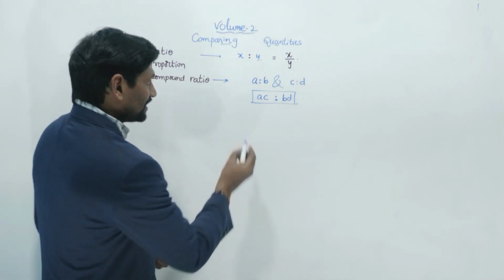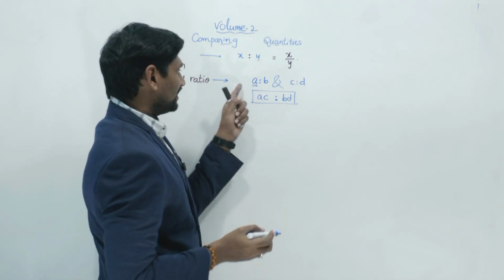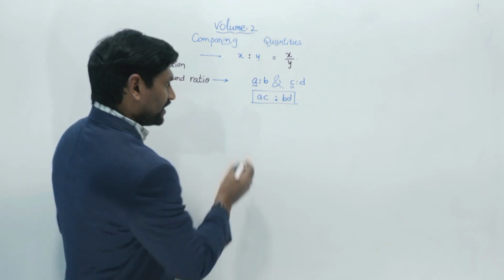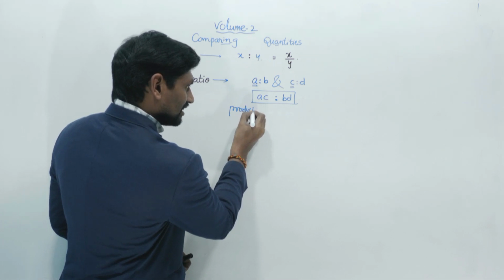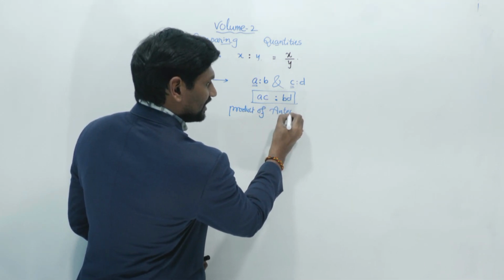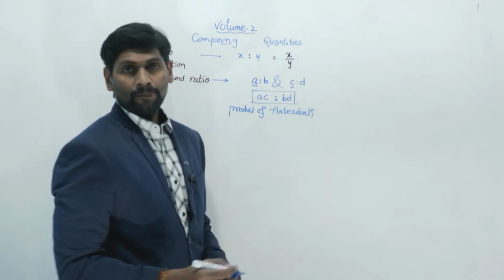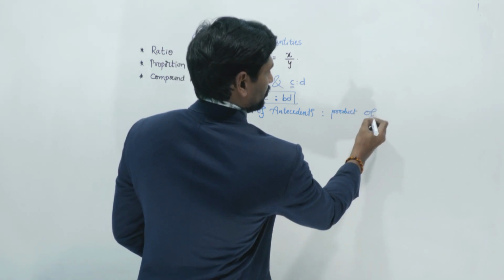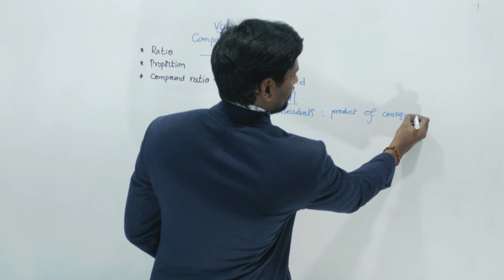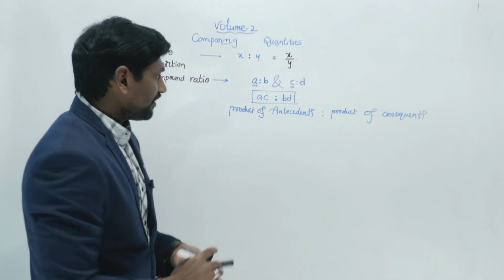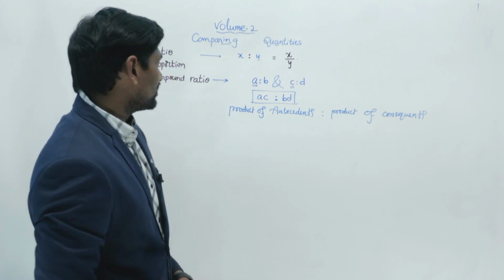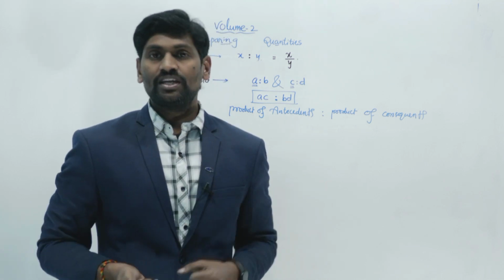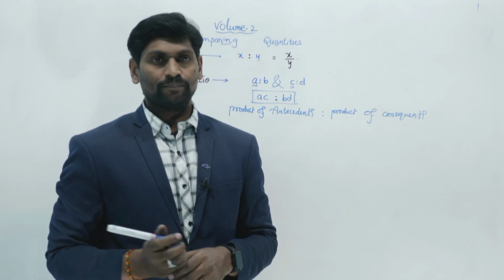That means the first term of this ratio, the antecedent, is A, and here also the antecedent is C; both are written as A into C. That means product of antecedents is to product of consequents. So compound ratio is expressed in the form of product of antecedents by product of consequents.